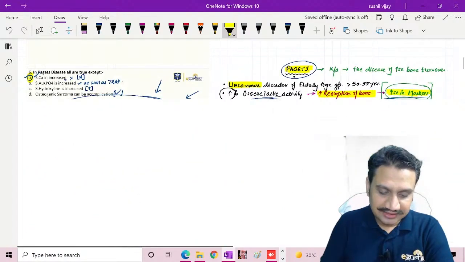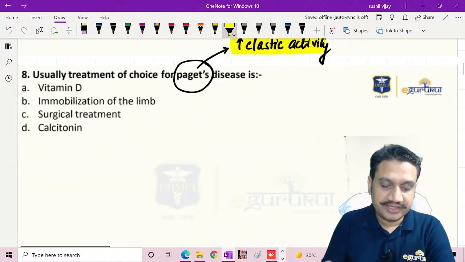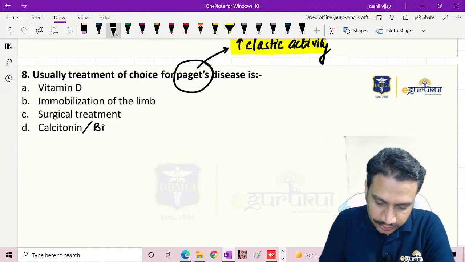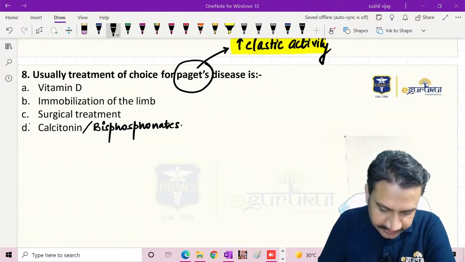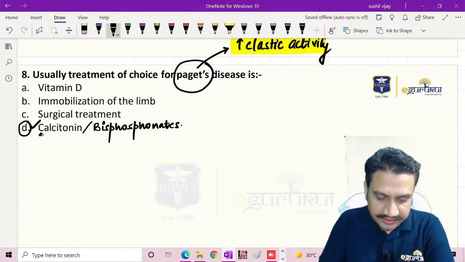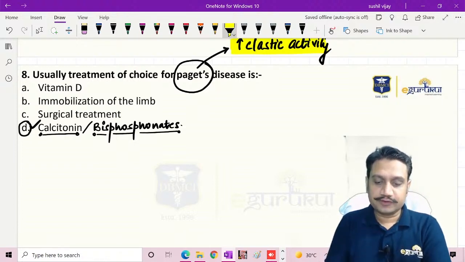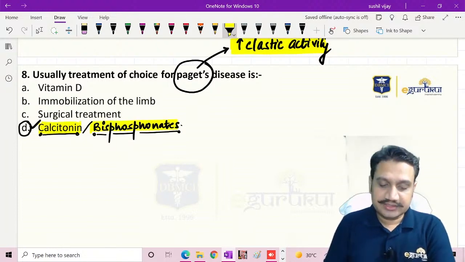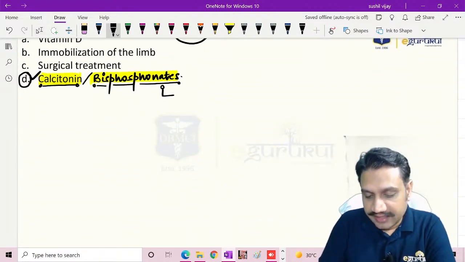So all the time when you are talking about Paget's, bisphosphonate should be the treatment of choice. But if bisphosphonate is not available, we can very well go with calcitonin. So the answer is bisphosphonates, option number D. Calcitonin and bisphosphonate, right? So this is the treatment. So remember, there are three conditions where we plan to give bisphosphonates.